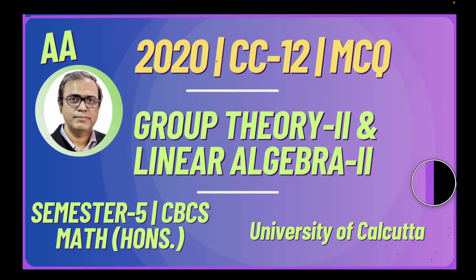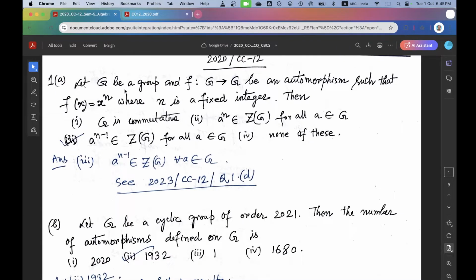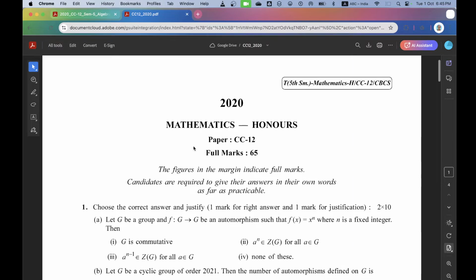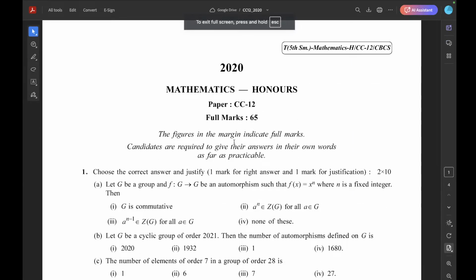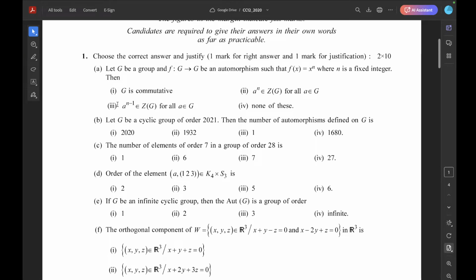Now we discuss MCQ 2020 paper CC-12 semester 5 CBCS Mathematics Honors University of Calcutta Group Theory and Linear Algebra. Question paper 2020 paper CC-12 question 1a.